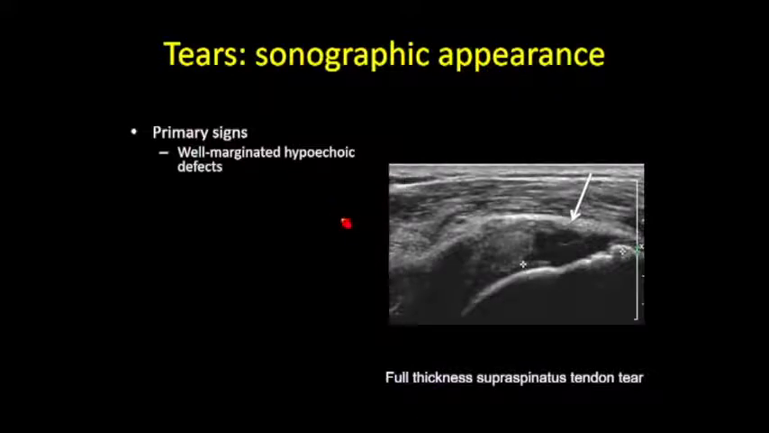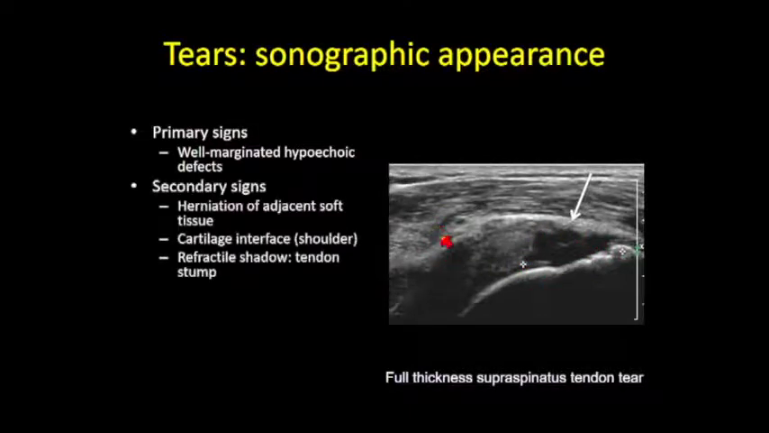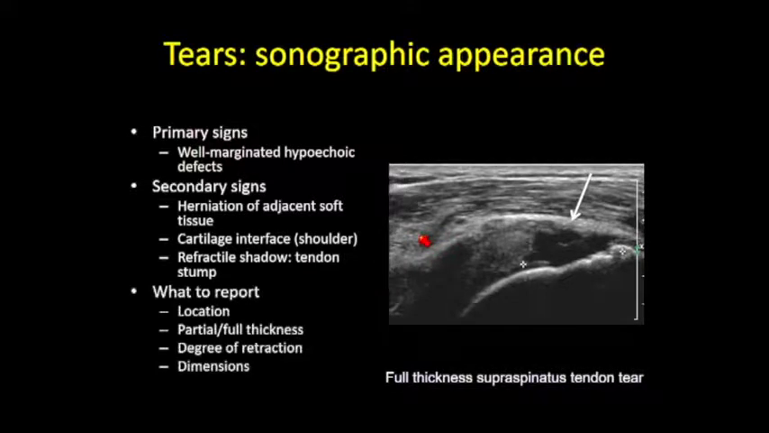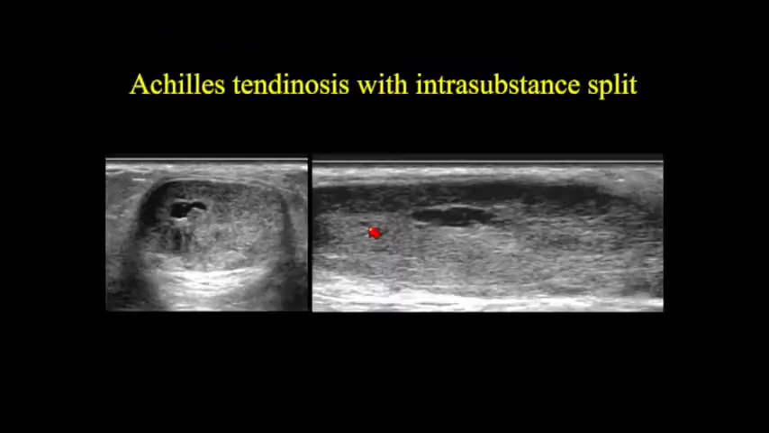Well, ideally the primary sign to see of a tear would be, in the diffusely abnormal tendon, you see a discretely marginated hypoechoic abnormality. Well, unfortunately, life is not always that easy, and in those situations, we have to rely on a number of secondary signs which can help us identify a tear in certain situations. And of course, when you do see a tear, the important things to be aware of and the things you should report about are where the tear is located, the extent of the tear, and to give its dimensions.